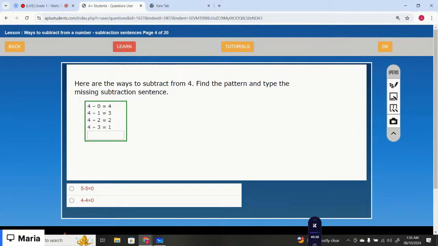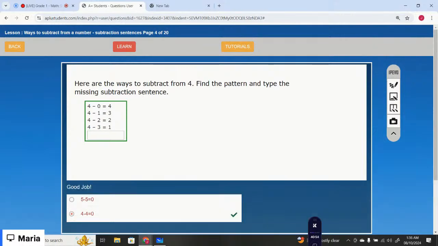Here are the ways to subtract from 4. Find the pattern and type the missing subtraction sentence. Yes, that is 4. Take away 4 is 0. Option number 2 is the correct option.